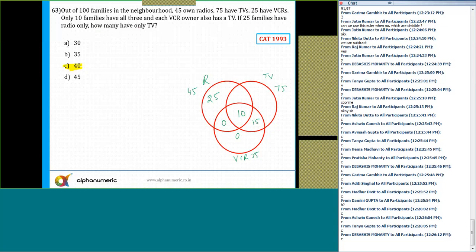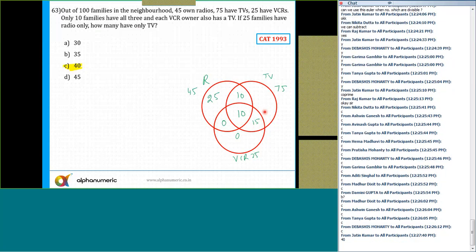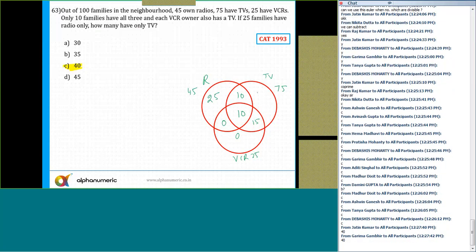How many of them have only TVs here? Out of 100 families in the neighborhood, 45 own radio. So 25 plus 10 is 35, and 35 plus 10 is 45. Now we can calculate TV, 75. 10 plus 10 is 20, and 20 plus 15 is 35. So 75 minus 35 is equal to 40. Very straightforward question. Can I move to the next question now?